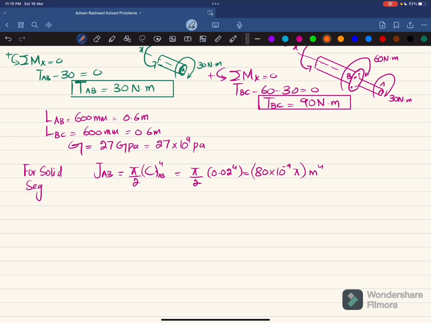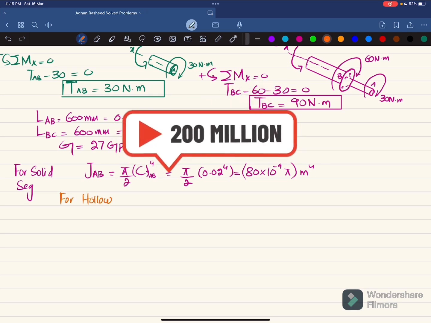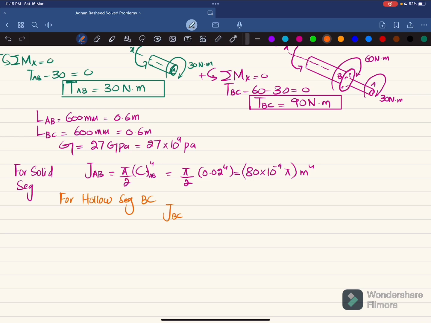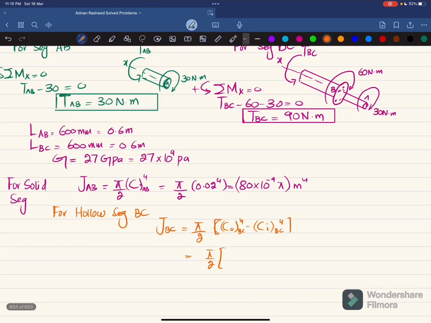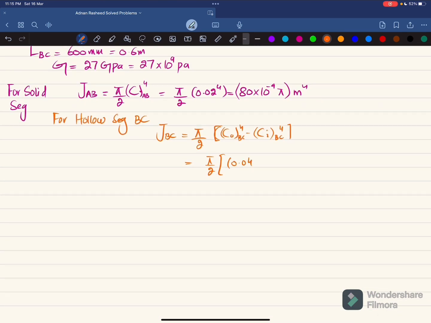Now for the hollow segment BC, J_BC will be equal to pi by 2 times C outer of BC to the power 4 minus C inner of BC to the power 4. You can put in the values: pi by 2, C outer was 40 millimeter and C inner is 20. So 40 is 0.04 meter, to the power 4, minus C inner, 20 millimeter, which is 0.02 meter, to the power 4. That will be the polar moment of inertia for the hollow segment BC. When you solve this, you will get 1200 times 10 to the power minus 9 pi, and the unit will be meter to the power 4. That will be J_BC.